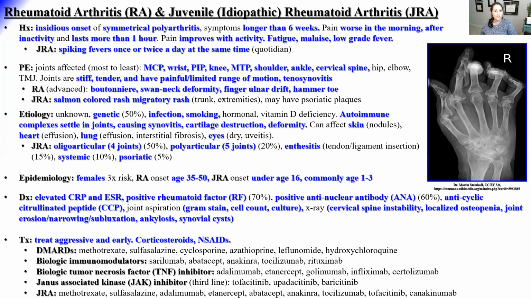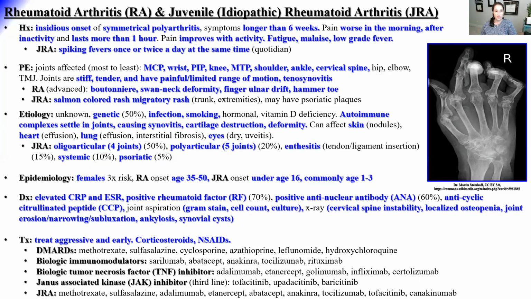They may also have systemic symptoms like fatigue, malaise, and a low-grade fever. One of the key history components of juvenile rheumatoid arthritis is going to be spiking fevers once or twice a day at usually the same time. This is called a quotidian fever.